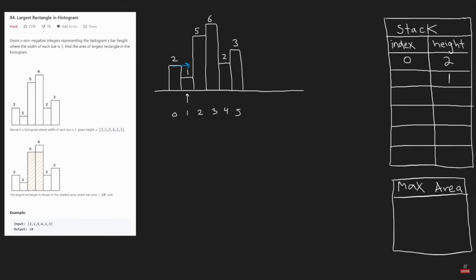But before we pop it, let's just see what's the max area we could have gotten with this 2 height. So it started at index 0, right? We can see it started at index 0, and we just reached index 1, so that's the range of the width, from 0 to 1. So the width is 1, the height is 2. So that means the area is 2.